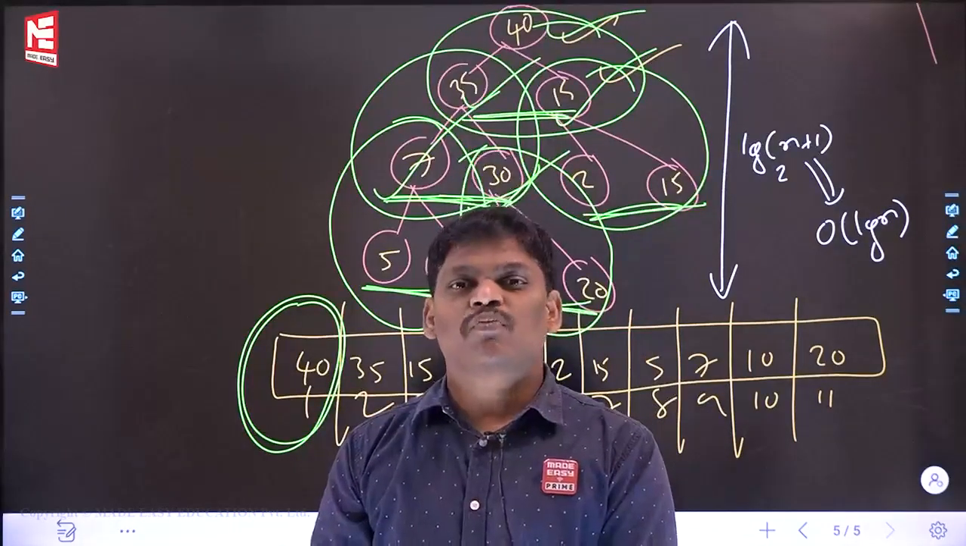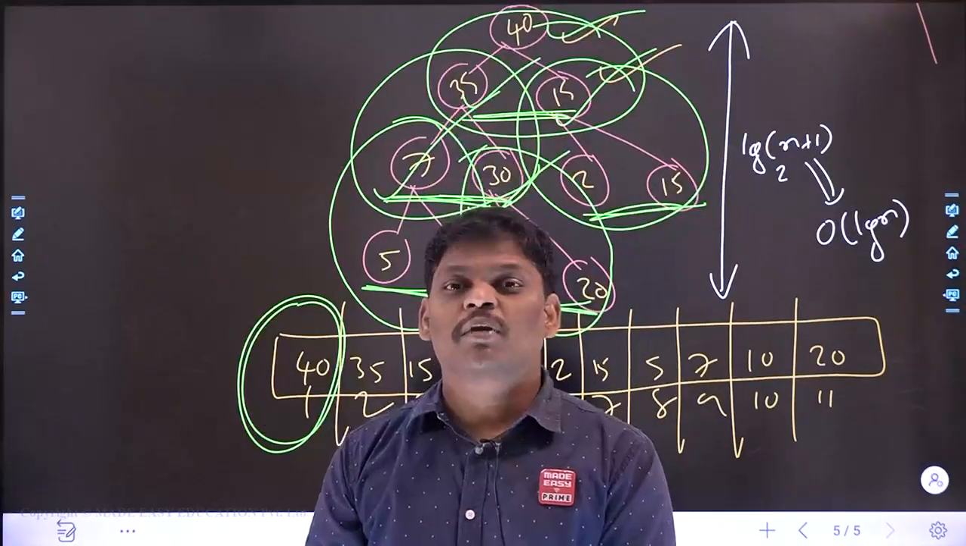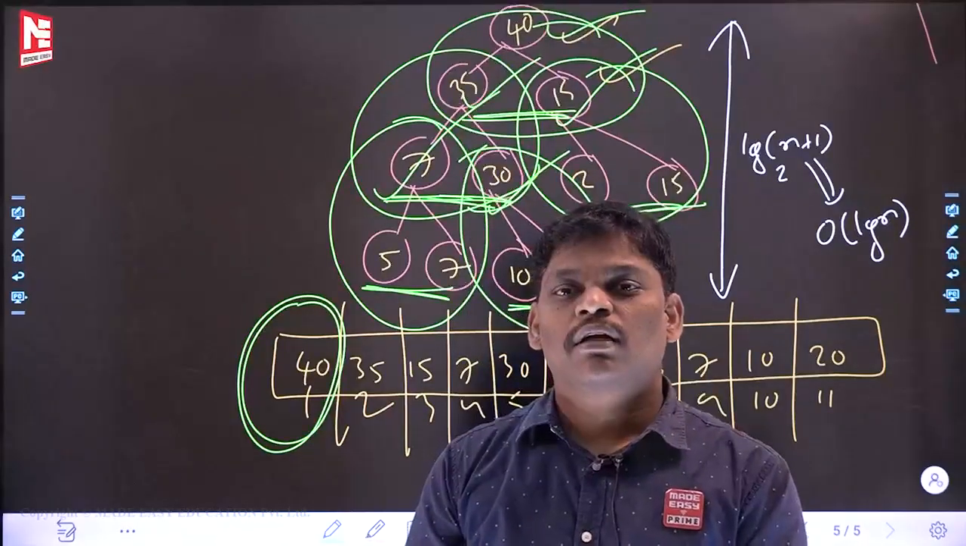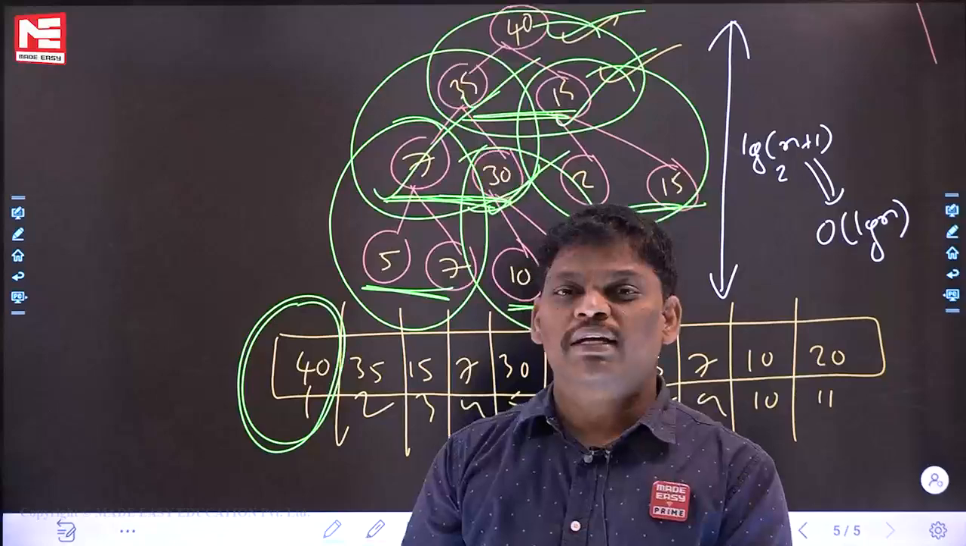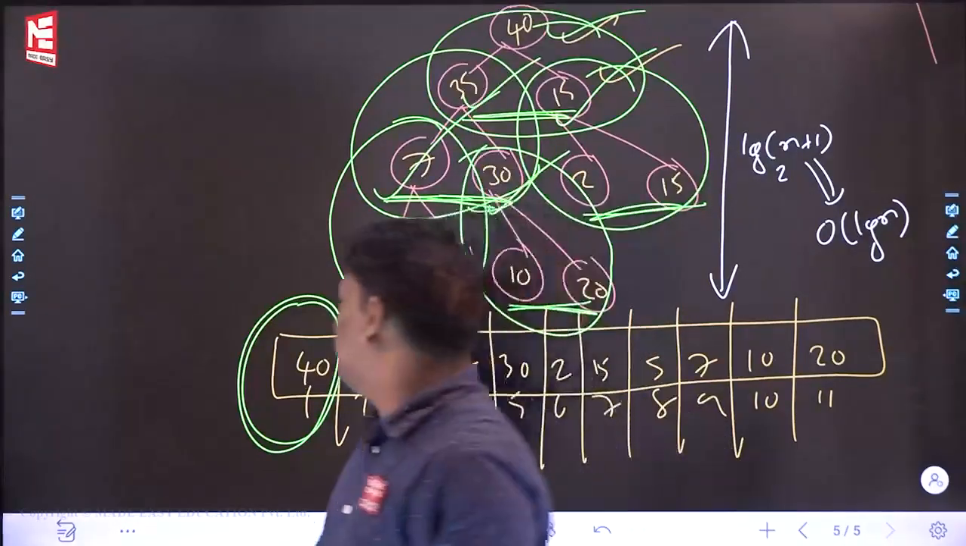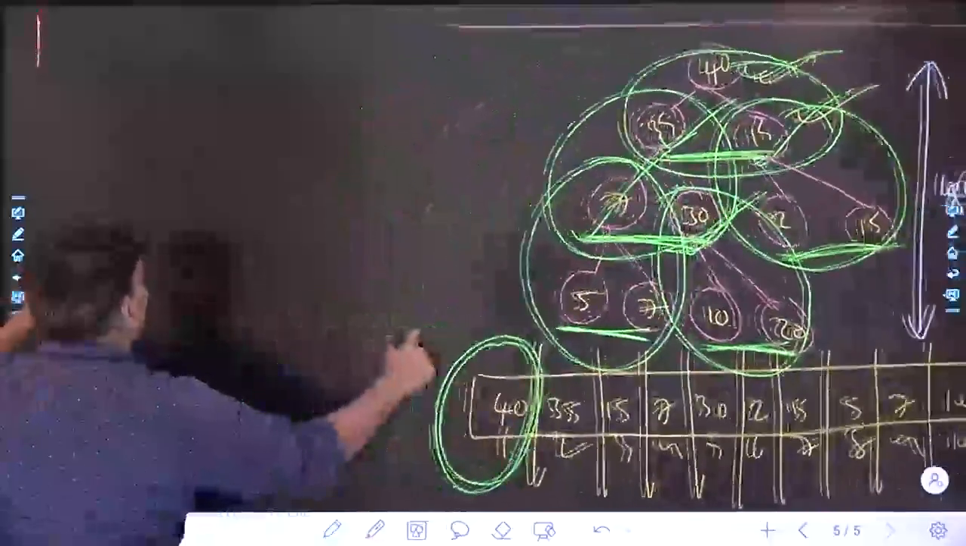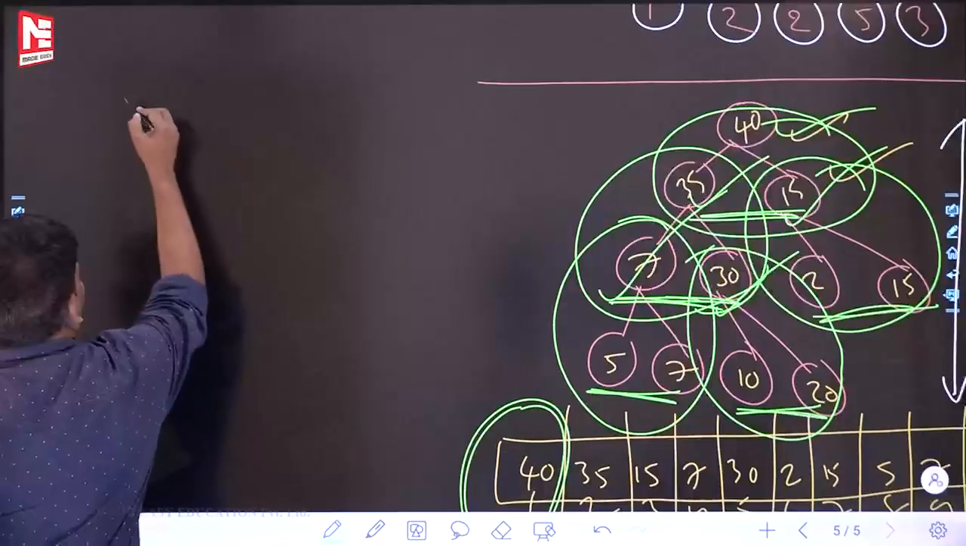In the max heap, to find the maximum element, what is the time complexity? Order of 1. In which case? Every case, because the root itself is the answer. In a max heap, to find the maximum element, it takes constant time. Please be careful. Let me write here. I am writing here. See this one.